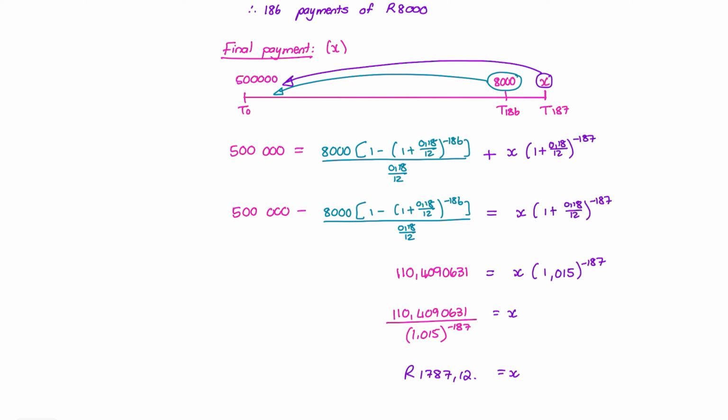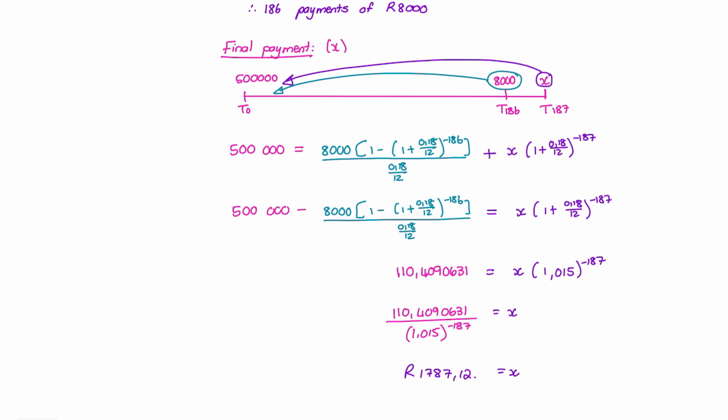So it is quite a tedious solution, but all that we are doing is we are taking these payments back and we are removing the impact of the interest. That is why we are moving backwards. So we are trying to remove the impact of the interest in order to find the size of the final payment.